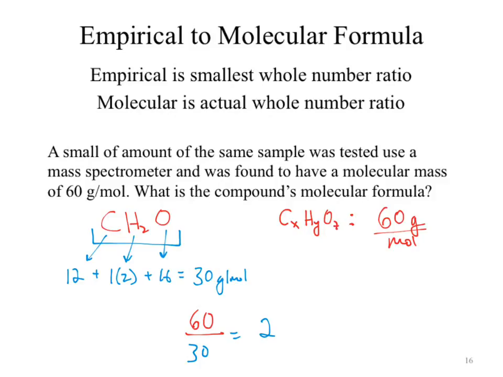How many carbons are there? There's 1 here, so I would multiply by 2, and I'd end up with C2H4O2. We now have the molecular formula.